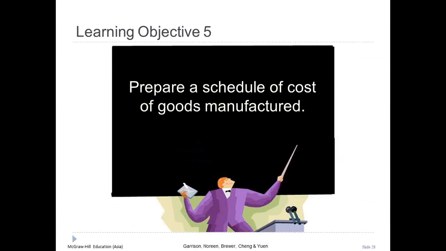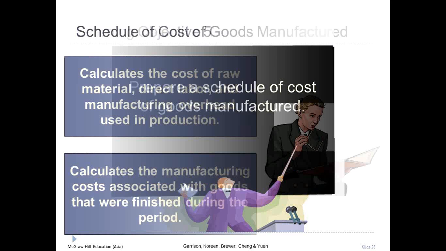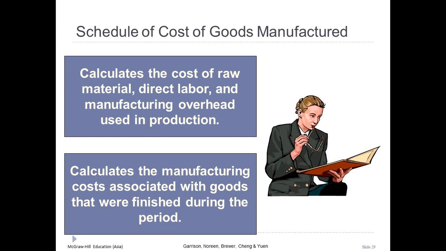Learning objective number 5. Let's prepare a schedule of costs of goods manufactured. The schedule of goods manufactured contains the 3 elements of costs mentioned previously, namely direct materials, direct labor, and manufacturing overhead. It calculates the cost of raw material, direct labor, and manufacturing overhead used in production. It also calculates the manufacturing costs associated with goods that were finished during the period.